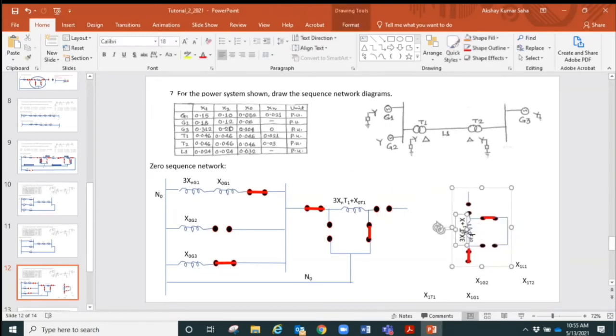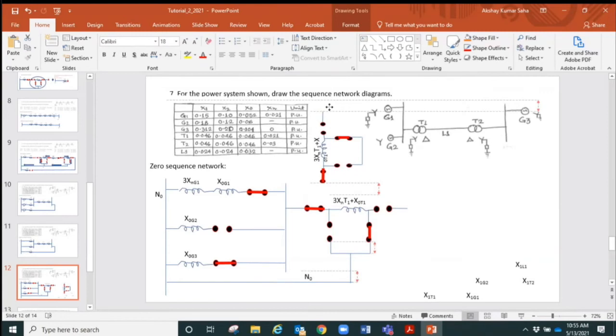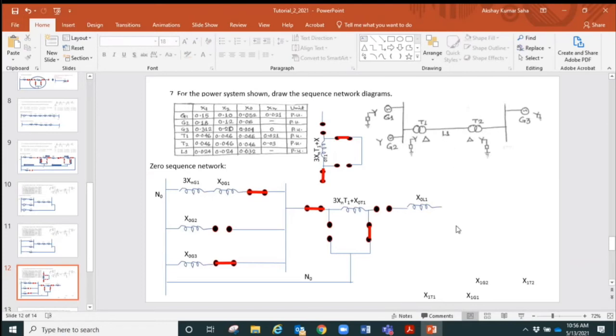Okay, so I keep it here as an example of how we might have a vertical and horizontal way of drawing. They are the same. So that's transformer 1. After transformer 1, we have a line, the line impedance. So the line impedance is shown here. So x0 of line 1, it has to be x0 of line 1.